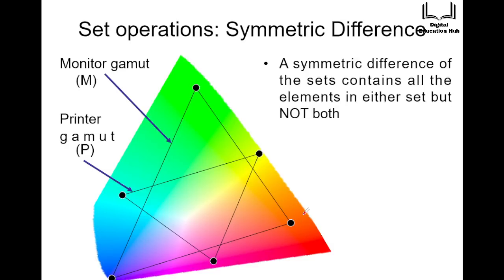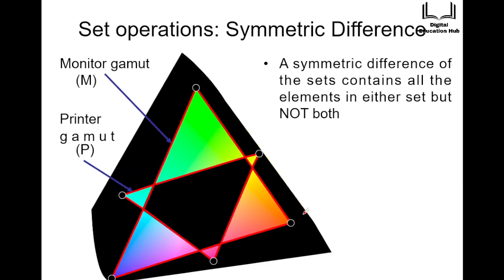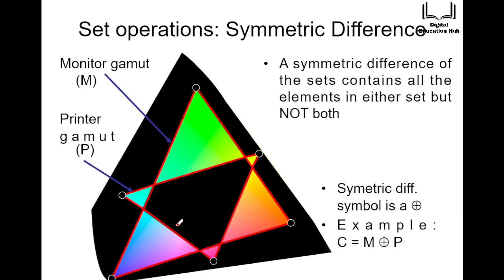The next set operation is called symmetric difference. A symmetric difference is all the elements in either set but not in both, that is, present in either of the sets but not present in both. So we are removing the common region, the elements which are present in both of them. This is the region for symmetric difference. So C is equal to M XOR P. This is the symmetric difference symbol.